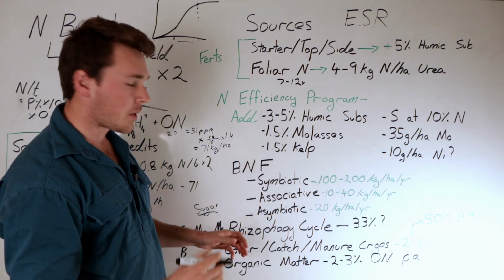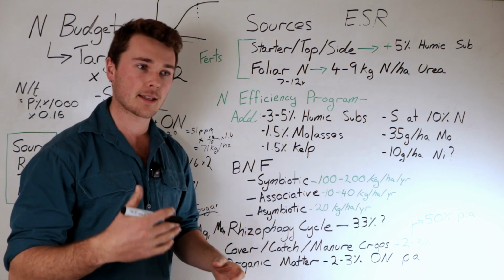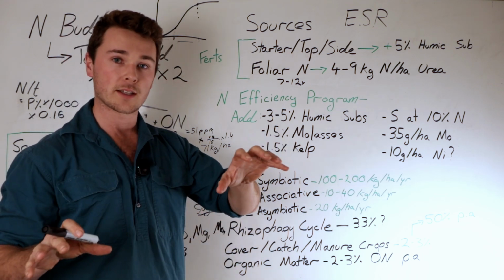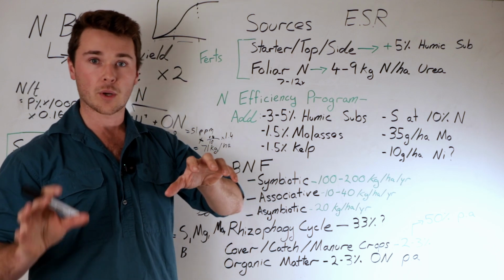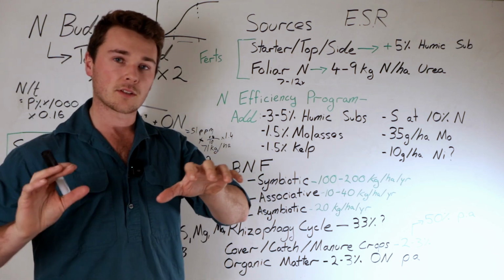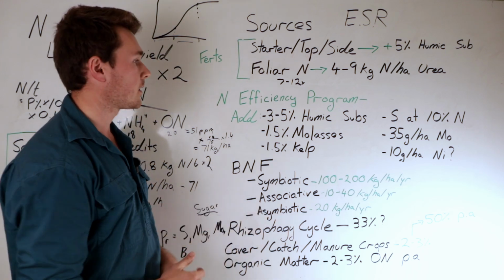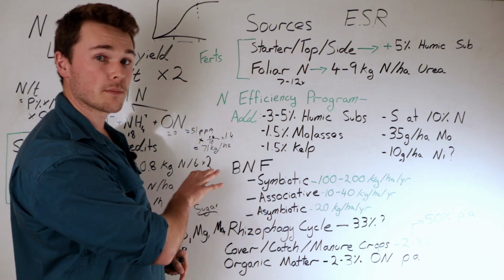One more thing, mycorrhizal fungi. That in itself doesn't fix nitrogen, but the mycorrhizal fungi can then form symbiotic relationships with other microbes, which can then fix nitrogen to then supply to the plant. So that's another way of extending the root zone effectively to then associate with more microbes.